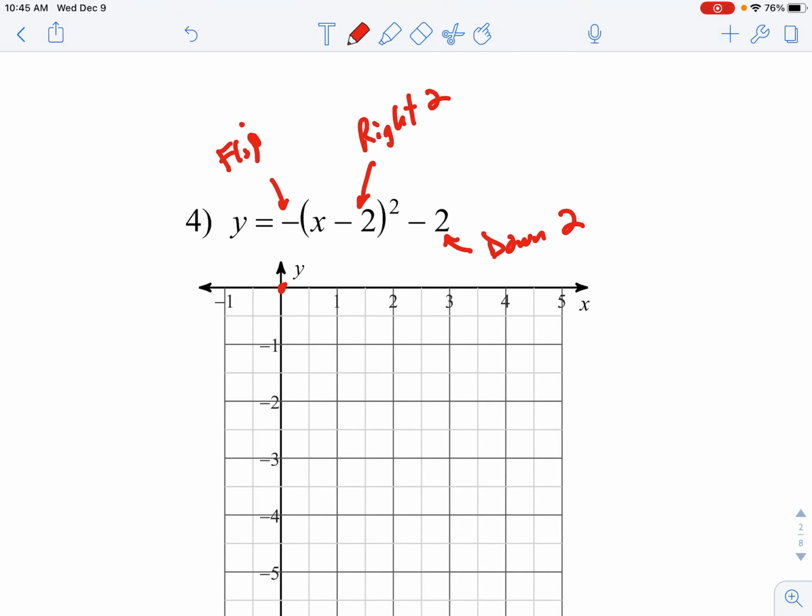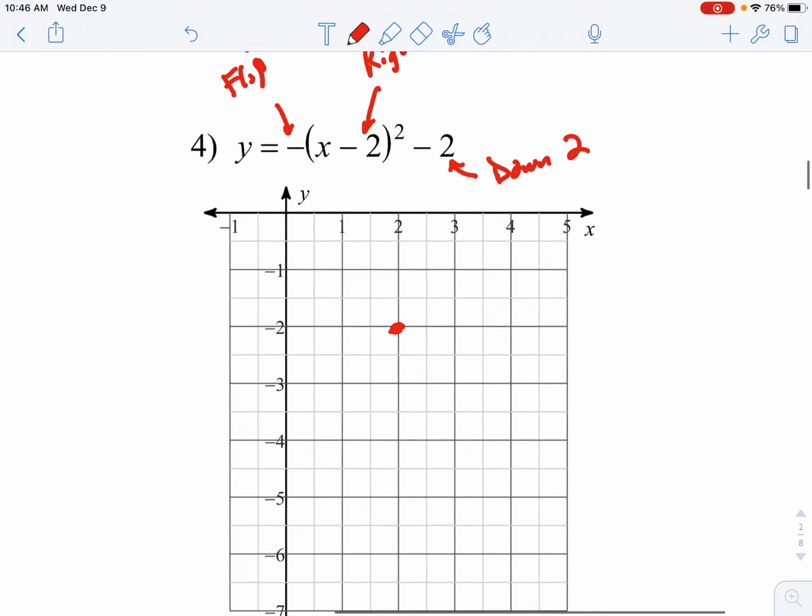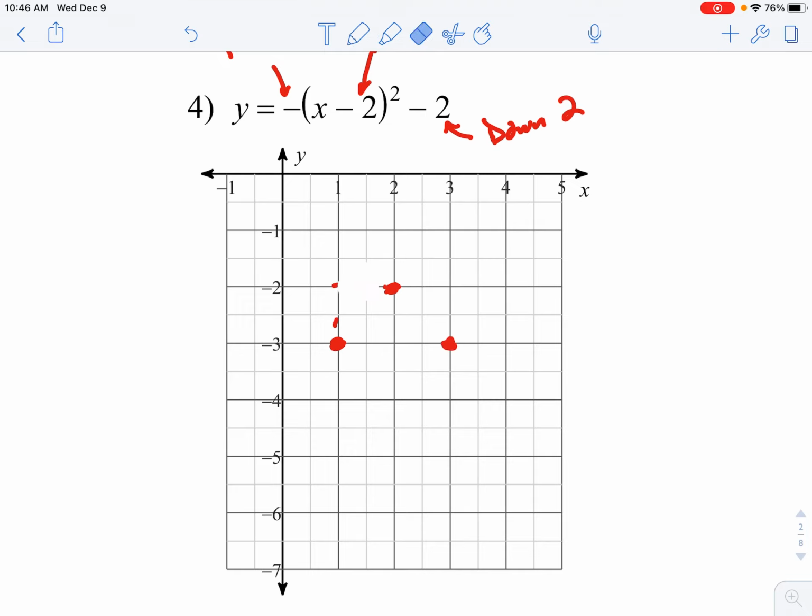So what do I need to do? I need to go right 2, down 2, and park my vertex right there. And then my parabola, instead of going upwards, is going to go downwards because it's flipped upside down. And to get the right shape, I'm going to go over 1, down 1 in both directions. Then I'm going to go over 2, down 4 in both directions. Connect the dots. Okay, I missed that dot, but whatever. And that's definitely a goofy looking line, but fine.